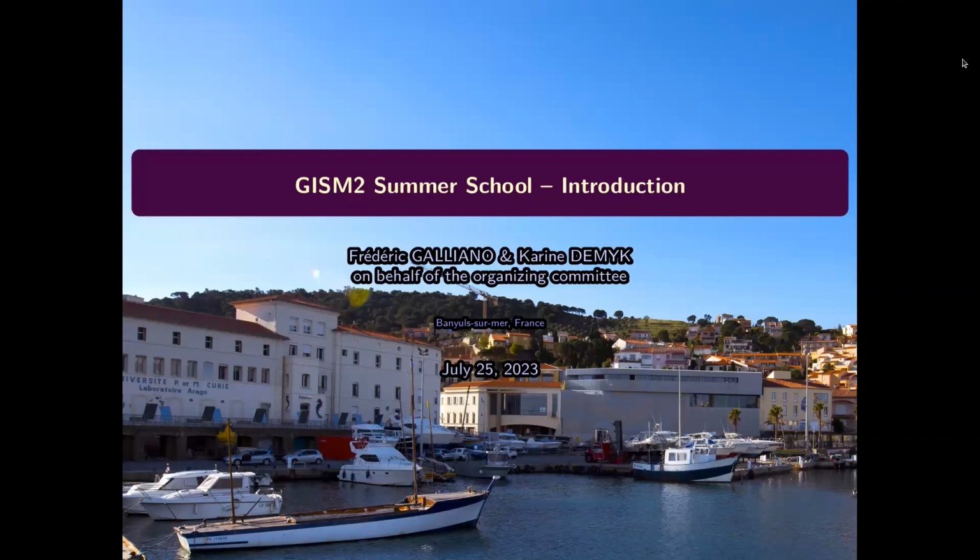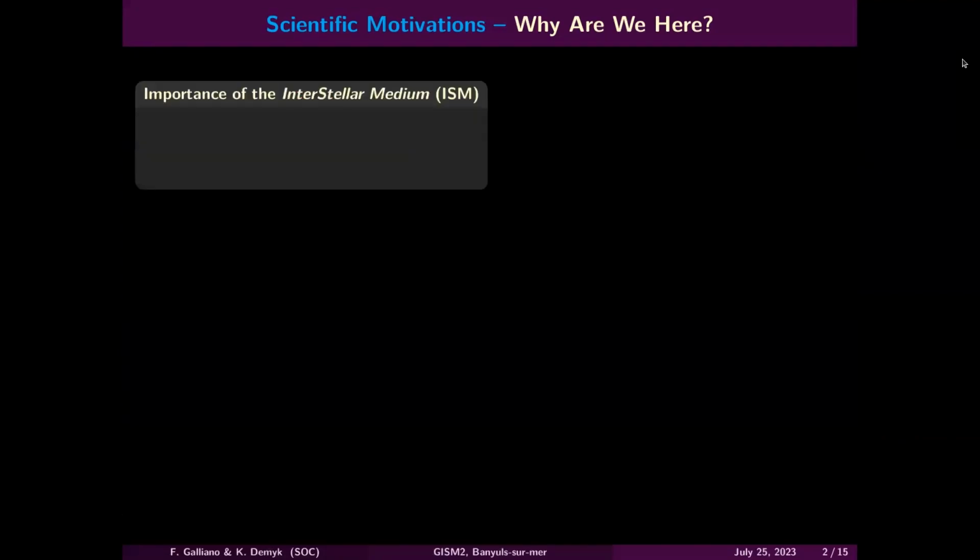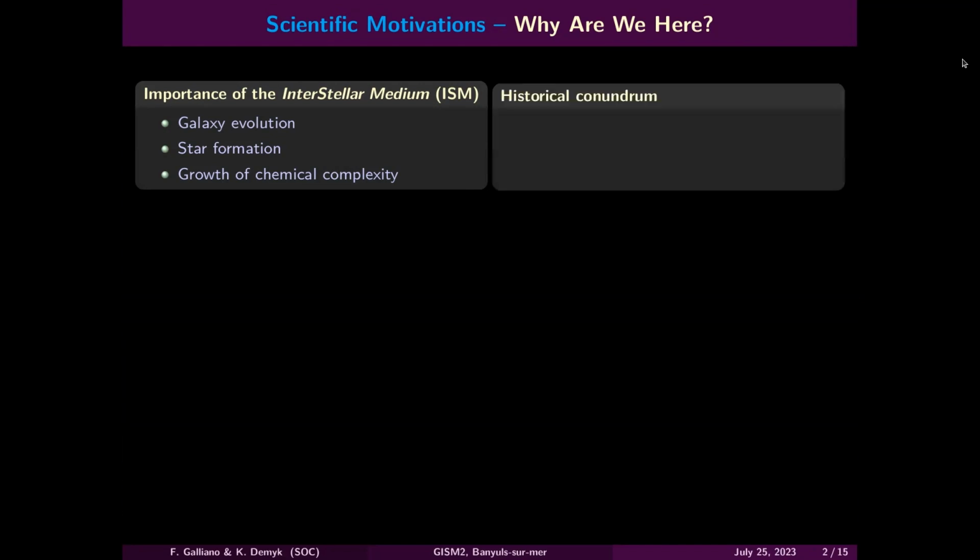So it's going to be just a brief introduction to present what we are going to do in the next few days. So why are we here? It's first a scientific motivation. We're here to talk essentially about the interstellar medium, the ISM. And we all know it's important for several reasons: to understand galaxy evolution, to understand the process of star formation, and also to understand the growth of chemical complexity, and it leads to life and all these questions.